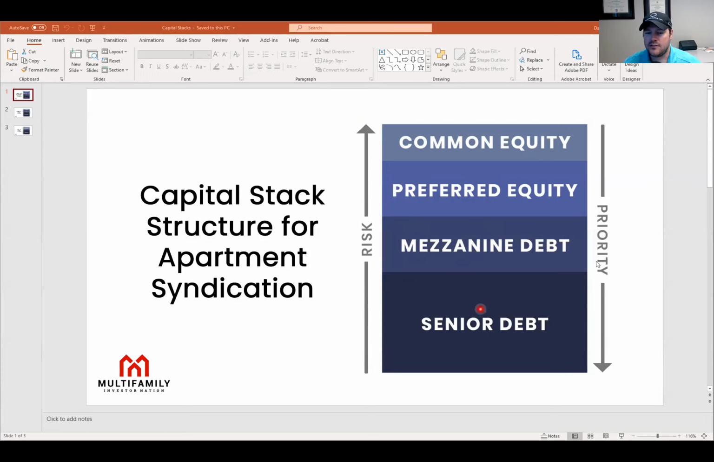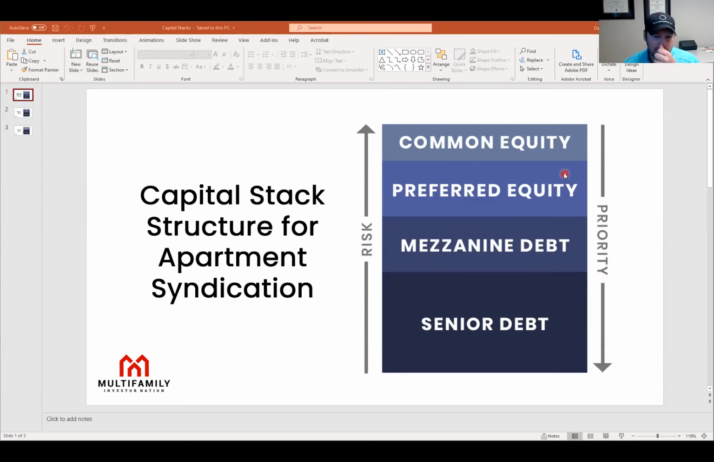Now, the same thing with the priority position on the right-hand side here, you're going to see that as you go down the capital stack, you're going to have a higher and higher priority. So the senior debt position has the highest priority. The mezzanine debt has the next level of priority. The preferred equity has the next, and of course you have your common equity.